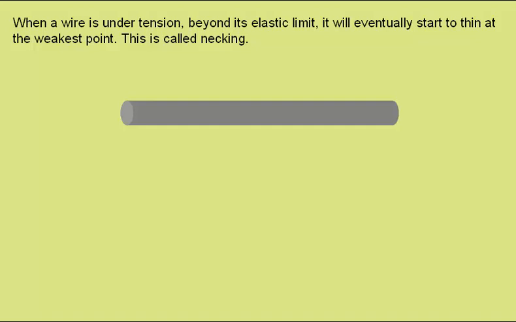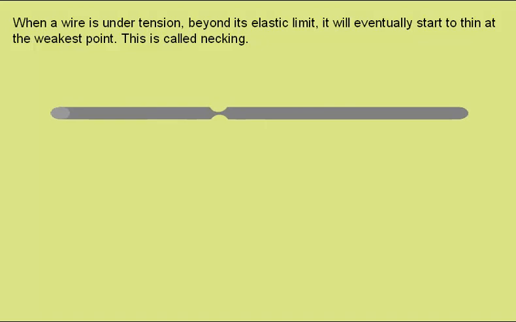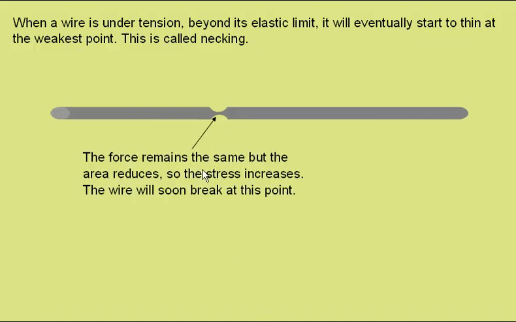When a wire is under tension beyond its elastic limit, it will eventually start to thin at the weakest point. This is called necking. So the wire gets longer and thinner. Eventually it thins at this point here. As it does so, the force remains the same, but the cross-sectional area of the wire at this point reduces. As stress is force divided by area, the stress increases at this point, and the wire will soon break.